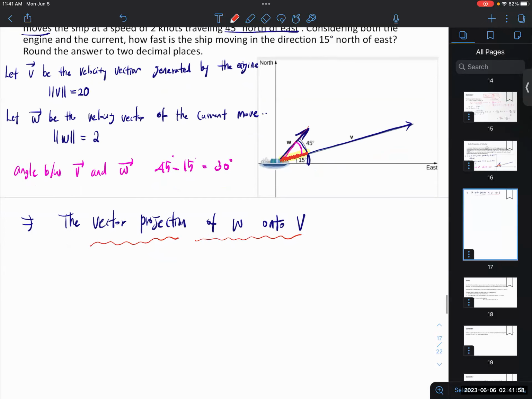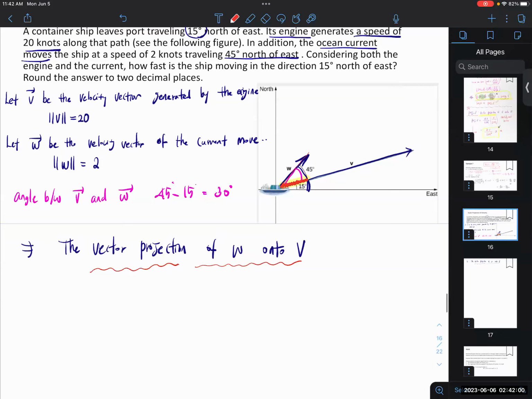So this is the length we are looking for. This is a little bit of a tricky question, considering both the engine and the current. How fast is the ship moving into this direction? So they're looking for the vector projection of W onto V.